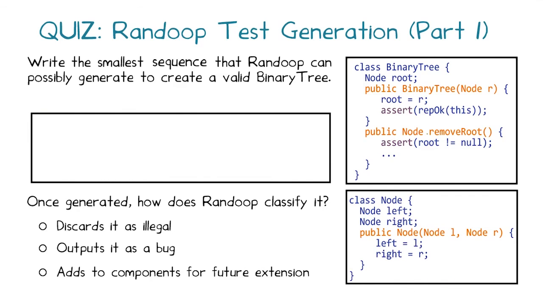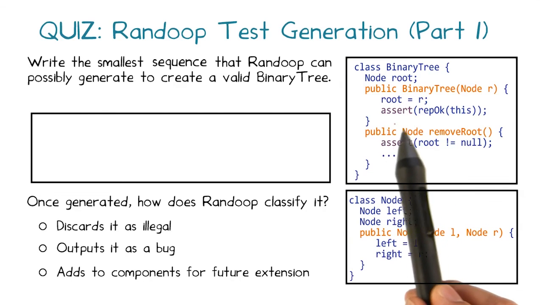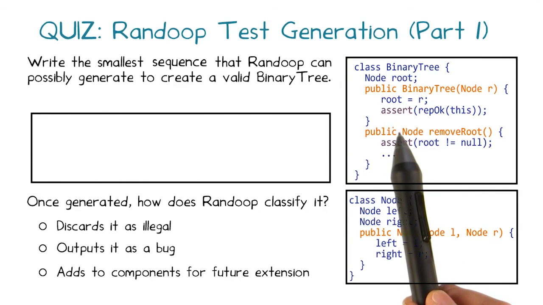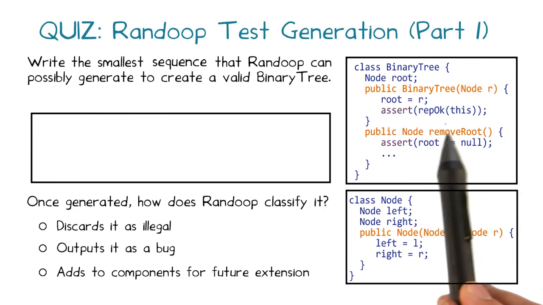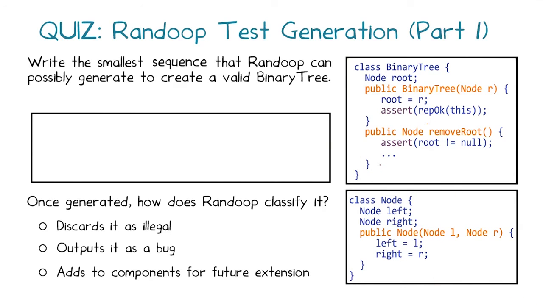Note that the binary tree constructor has an assert statement that ensures that the binary tree object being created is a valid representation of a binary tree. It uses the rep_ok method we saw earlier for this purpose. Also note that the remove root method has an assert statement which requires that the root of the binary tree be not null. For the quiz, write the smallest possible Randoop sequence creating a valid binary tree object.